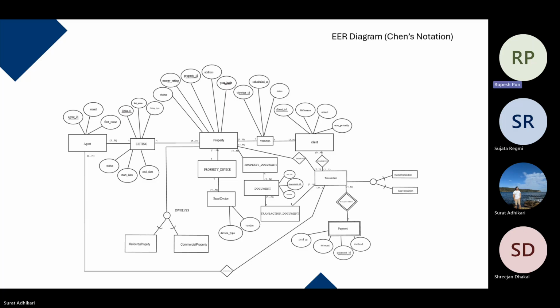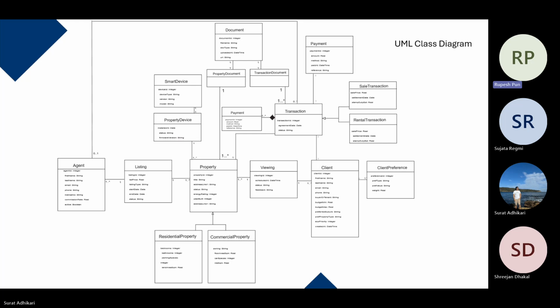So the UML class diagram complements the ER diagram by showing the same concepts in an object-oriented way. Each class represents a table with attributes, primary keys and foreign keys clearly defined. For example, one transaction must be linked to exactly one property and one client, but it can be associated with multiple payments. Similarly, a property can have multiple smart devices and documents. The UML notation helps developers by showing multiplicities and inheritance, making the structure easy to implement in code and ensuring consistency between the conceptual and relational model.